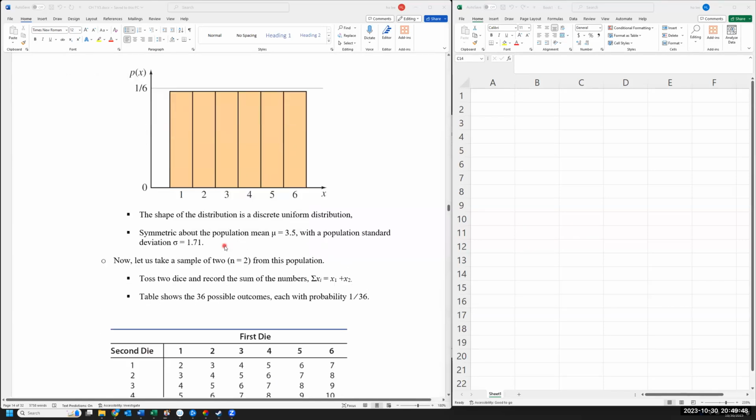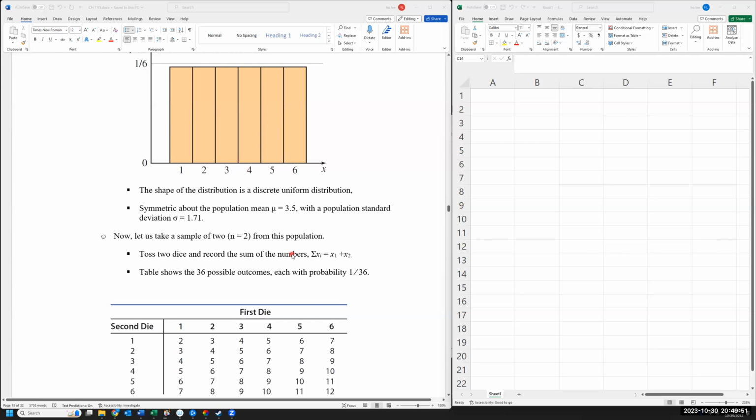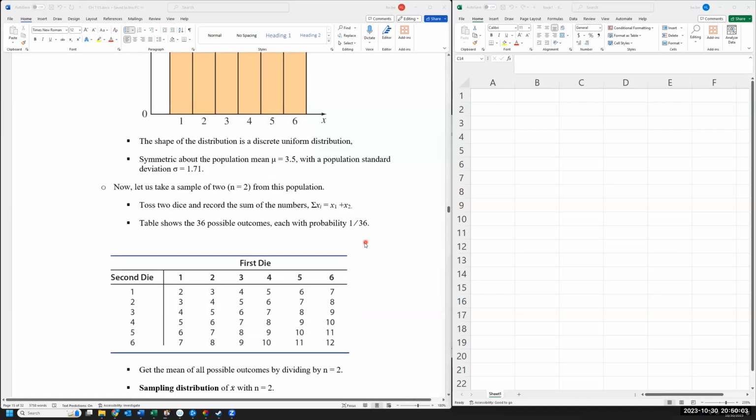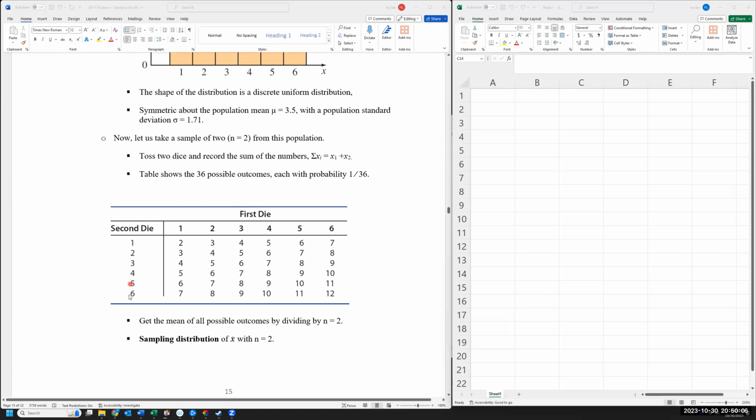Now let's take 2 dice. Instead of 1, we're going to throw 2, so now n is equal to 2 from the population. Toss 2 dice and record the sum. Here are the 2 dice that you throw. On the first die you could get 1, 2, 3, 4, 5, or 6, and on the second die you get 1 through 6. You could show 1 on the first die and a 6 on the other die, and then you add the numbers, you sum them.